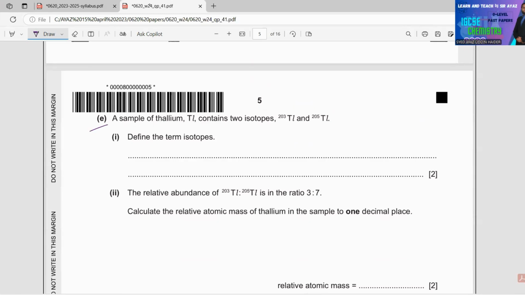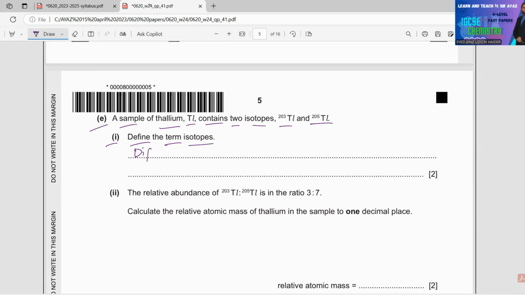Next part, E. A sample of thallium, Tl, contains 2 isotopes, Tl 203 and Tl 205. 1. Define the term isotopes. Now, isotopes are different atoms of the same element with a different number of neutrons. They have the same number of protons, but a different number of neutrons.